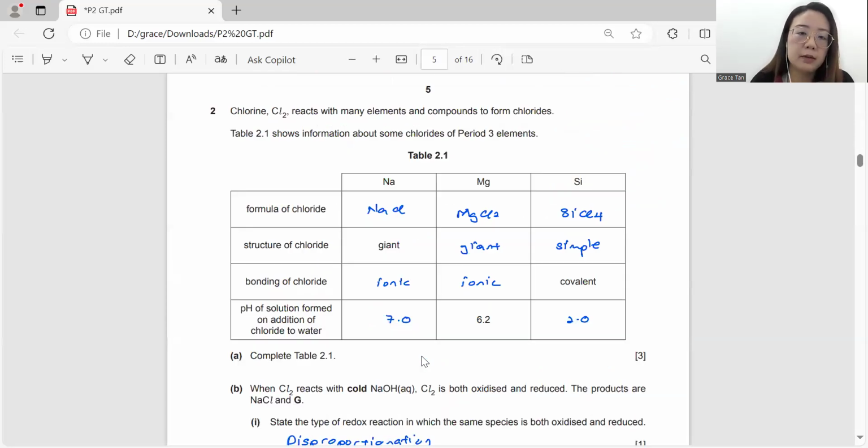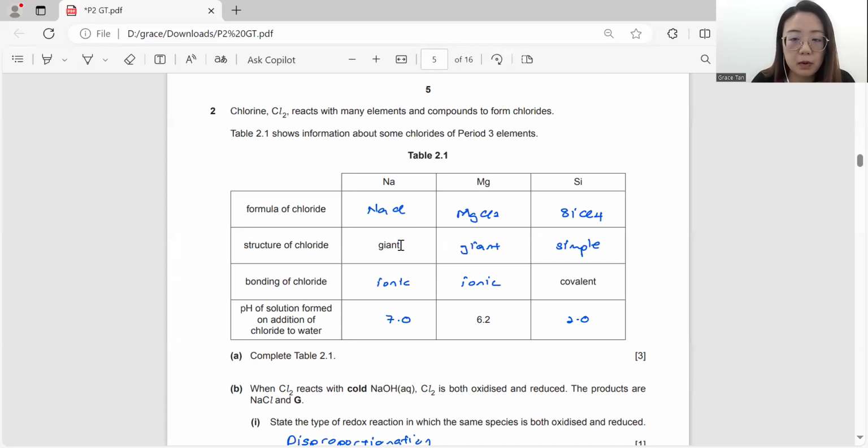Chlorine reacts with many elements and compounds to form chloride. Table 2.1 shows information about some chlorides of period 3. So the formula of chloride for Na, I write NaCl, magnesium, MgCl2, and silicon as SiCl4. So Na and magnesium, they are giant in terms of their chloride.